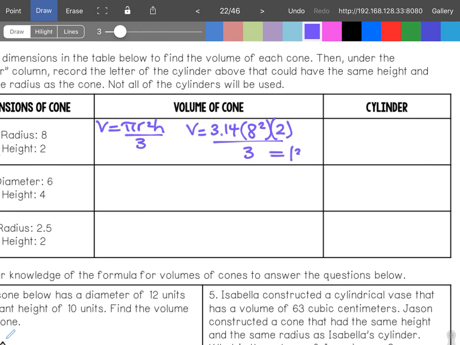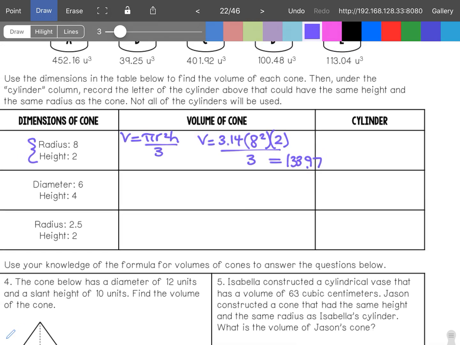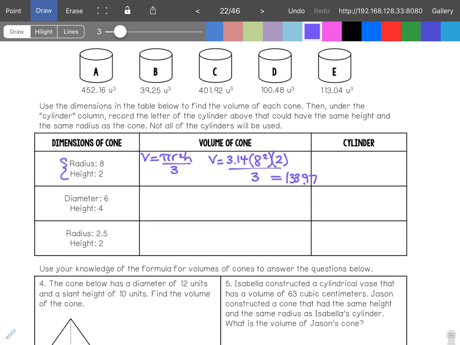And you should get 133.97. And I'm going to go ahead and go to the hundredths place, just because if I went to the tenths place, the 7 would round the 9 up, and the 9 would then round it up, so we'd actually have 134, which would be fine. But we're just going to write it like this. Okay, now, that's the volume of the cone. Remember, these are the cones that look like this. The cylinders look like a can of soup.